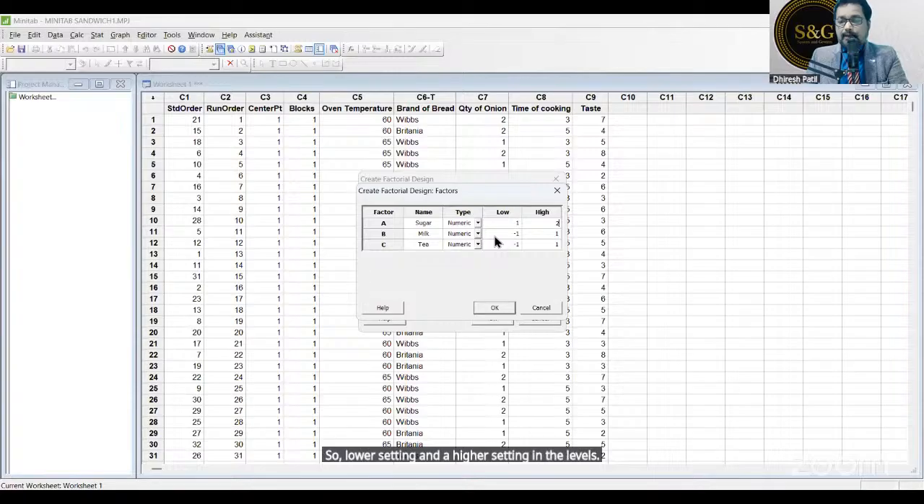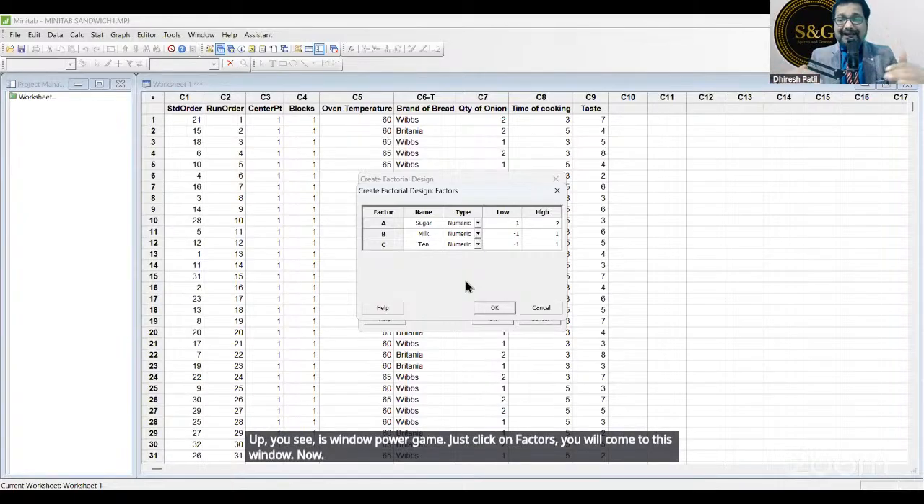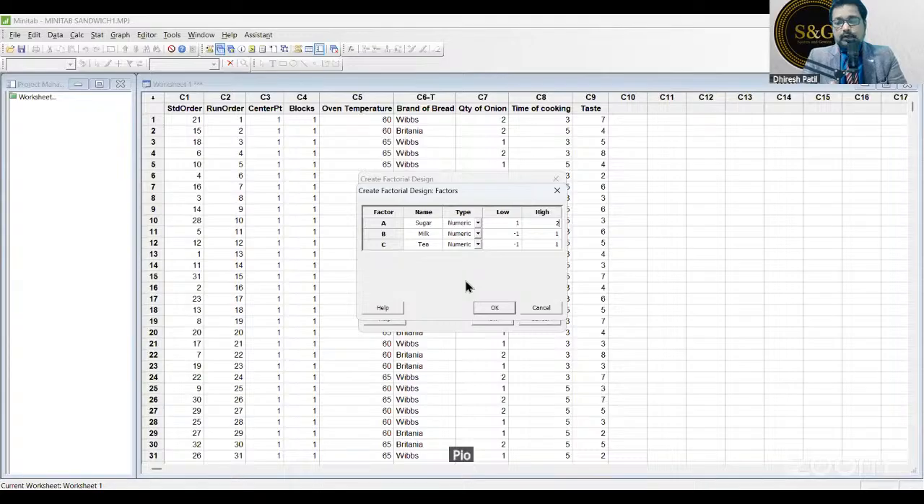Which one you want, Manoj ji? After you selected design, full factorial, click on OK. Now you go to factors. Just click on factors. You will come to this window. Now we are entering the factors here. Clear? Just give me yes in the chat box. Anybody behind me, let me know. Okay. Yes, click on factors. You will come to this window.